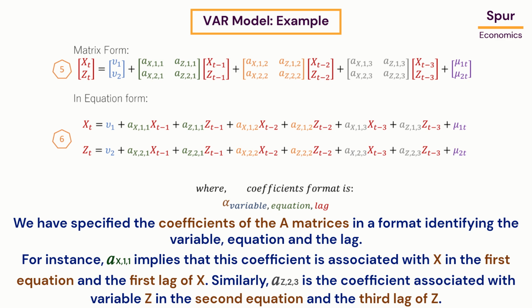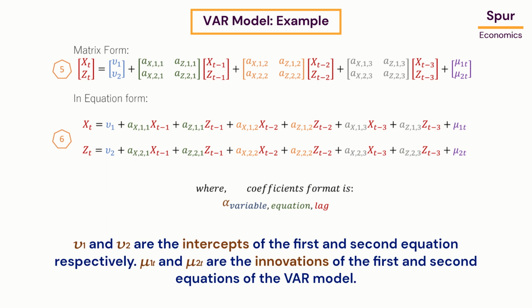For instance, alpha x11 implies that this coefficient is associated with x in the first equation and the first lag of x. Similarly, alpha z23 is the coefficient associated with variable z in the second equation and the third lag of z. Upsilon 1 and upsilon 2 are the intercepts of the first and second equation respectively. Mu1t and mu2t are the innovations of the first and second equation of the VAR model.